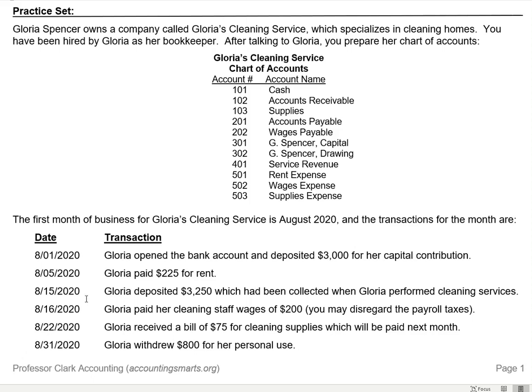And then on the 15th of August, she deposited $3,250, which she collected when she performed cleaning services. On August 16th, she paid her cleaning staff wages, $200, and for this practice set, we're going to disregard payroll taxes. On August 22nd, 2020, Gloria received a bill of $75 for cleaning supplies, and she's going to pay that bill next month. And on August 31st, she withdrew $800 for her own personal use.